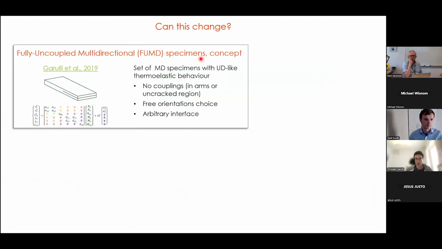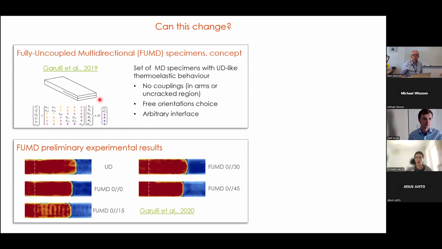So can this change? I think it can, only if we are able to solve all these problems that I've been showing. So in this context, a few years ago, we proposed the use of so-called double symmetric multi-directional specimens, which are multi-directional specimens with a unidirectional-like thermoelastic behavior, and they also leave a lot of freedom in the design of the specimen. So a first set of experiments that we did gave promising results, but unfortunately these were done not on a unidirectional tape material, but on what they call a quasi-UD fabric.